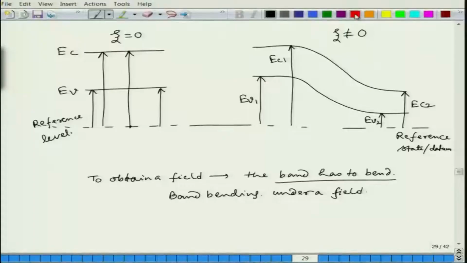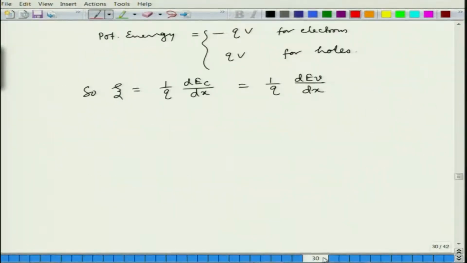Here they are parallel as this dEc dx is equal to dEv dx everywhere. Okay. And that is why they stay parallel, but the overall band bends. Now, the second concept we are going to look at is the constancy of Fermi level.